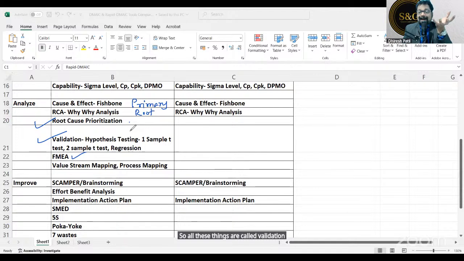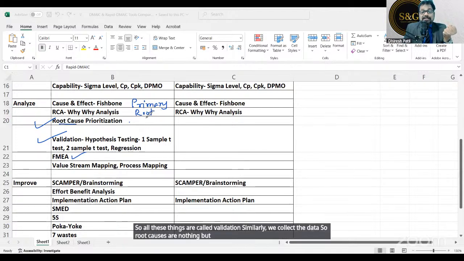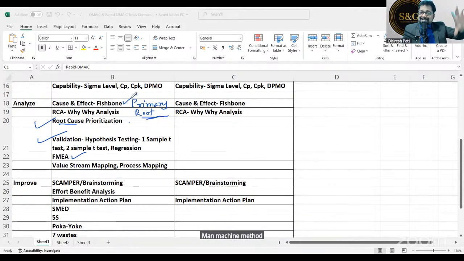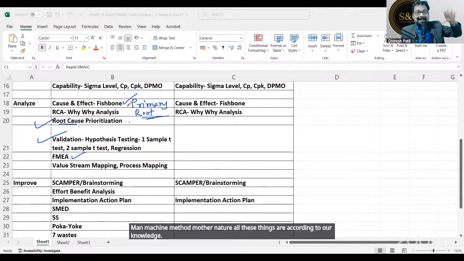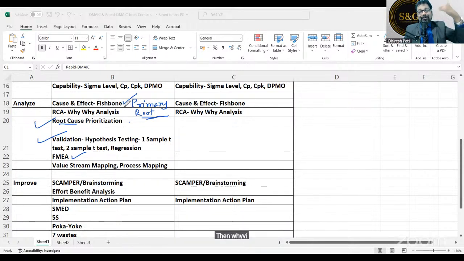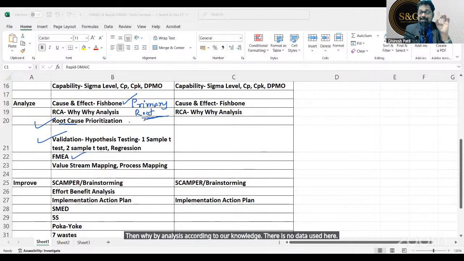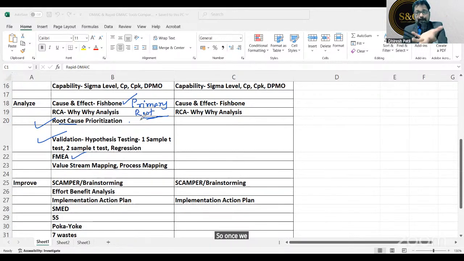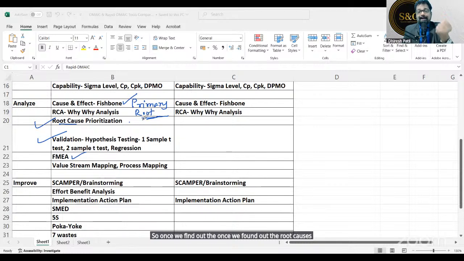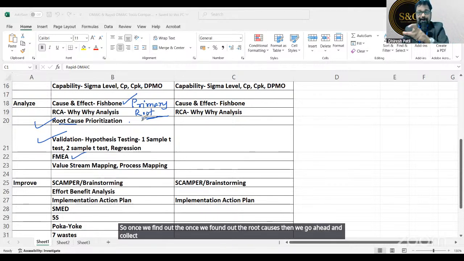Similarly, we collect the data. So root causes are nothing but the suspects according to our knowledge. See, fishbone analysis, man, machine, method, mother nature, all these things are according to our knowledge. Then why-why analysis, according to our knowledge. There is no data used here. So once we have found the root causes, we go ahead and collect the data about it to prove those root causes, and that is called validation.